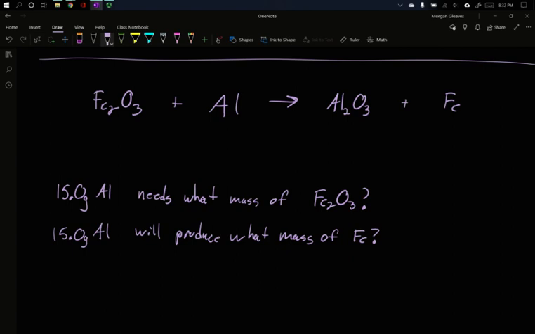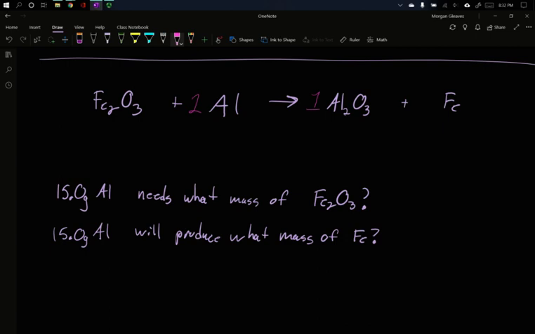All right, if you're back with us, first thing first, I have a reaction, but it is not balanced. You'll notice I have only one aluminum on the left and two on the right. I need to balance my reaction so that I can convert from one element or one compound to another compound.